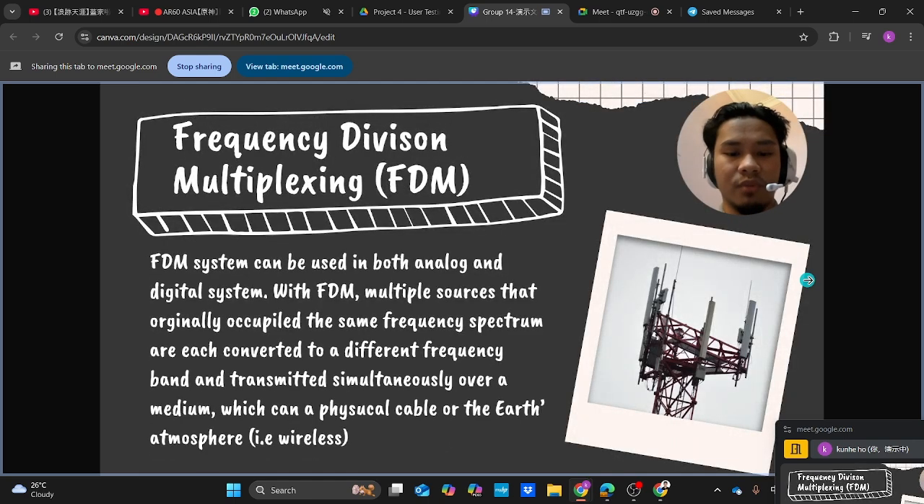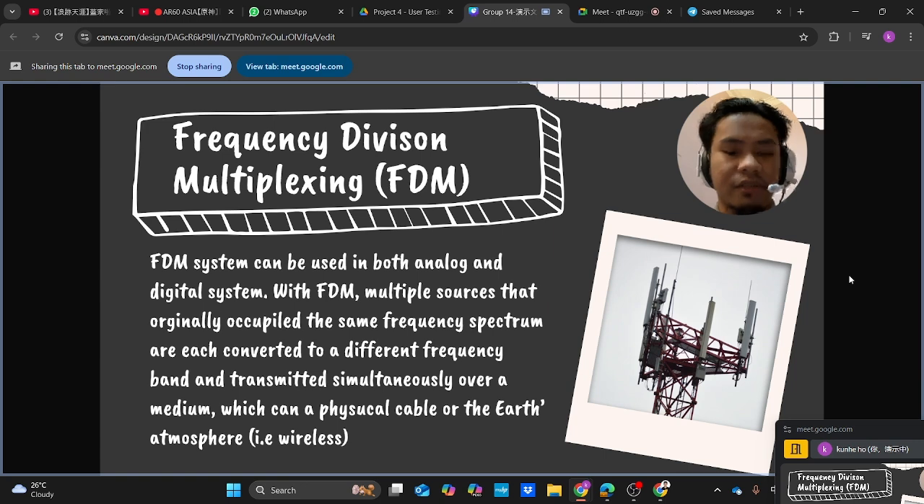Assalamualaikum and hi everyone. My name is Muhammad Yusuf bin Jamal Abdul Nasir and I will be continuing with the presentation to explain about FDM and WDM. First and foremost, one of the methods for multiplexing is frequency division multiplexing, FDM. FDM system can be used in both analog and digital system. With FDM, multiple sources that originally occupied the same frequency spectrum are each converted to a different frequency band and transmitted simultaneously over a medium which can be a physical cable or the Earth's atmosphere. For example, wireless. So to say, FDM is a way to transmit signals simultaneously using different frequency bands.